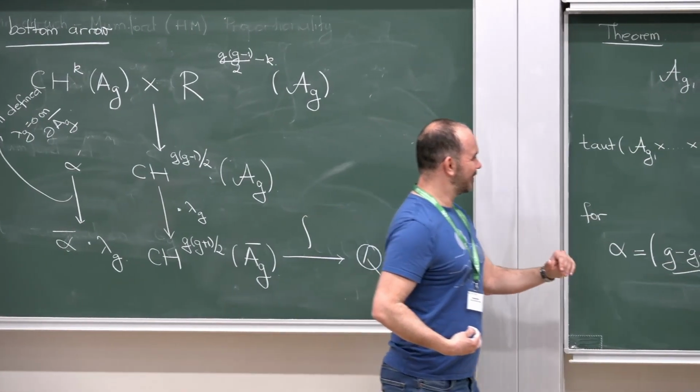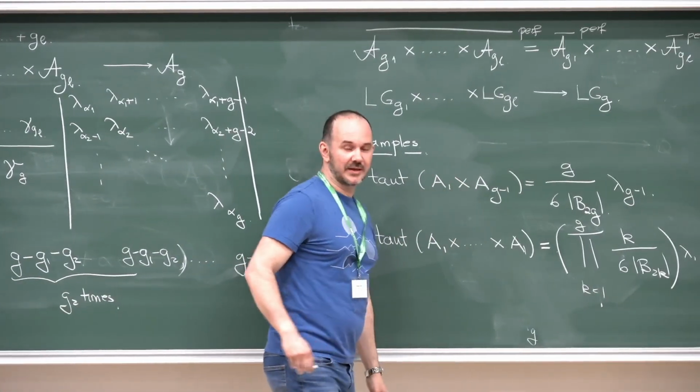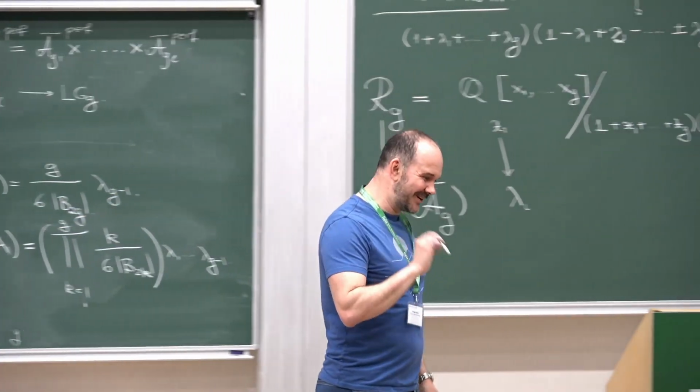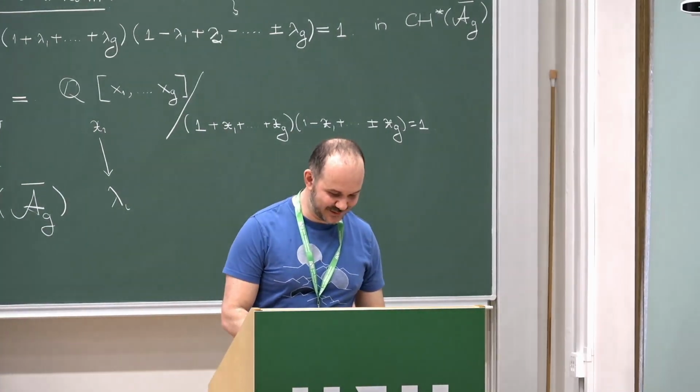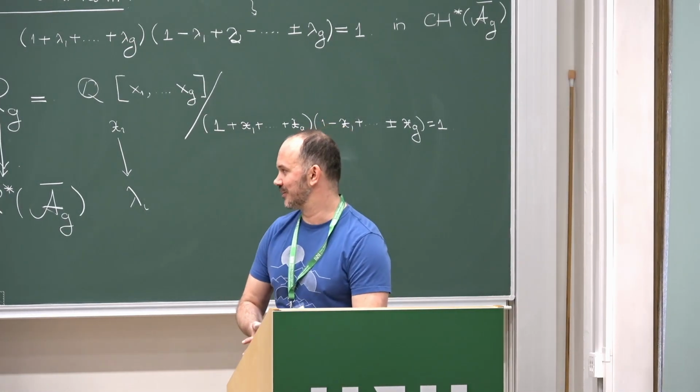So by their very definition, whatever's left to make up the cycle A1 times AG minus 1 is going to be a class that intersects everybody else in 0. Everybody else is tautological, in 0. So to find it, you have to do something else. So I'm going to stop here.